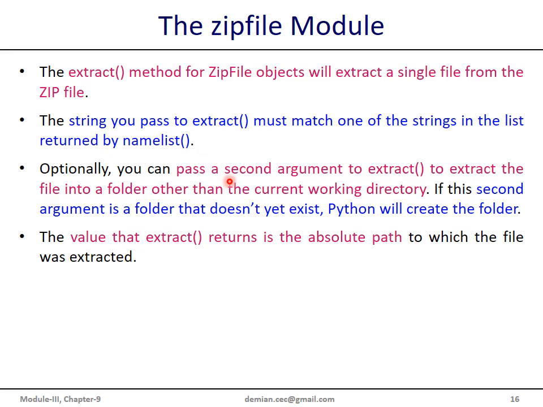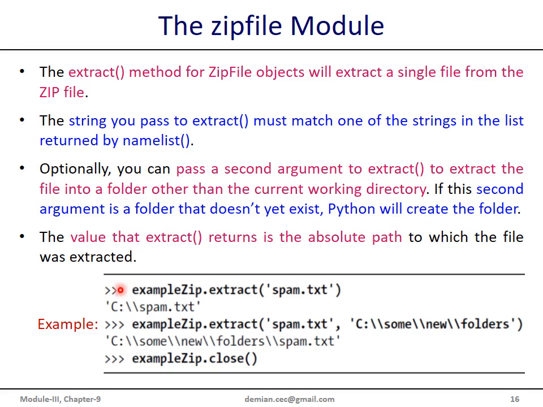Optionally, you can pass a second argument to extract, to extract the file into a specific folder instead of the current working directory. If that second argument folder doesn't exist, then the Python runtime will create that folder. And remember, the extract method returns the absolute path to which the file was extracted.